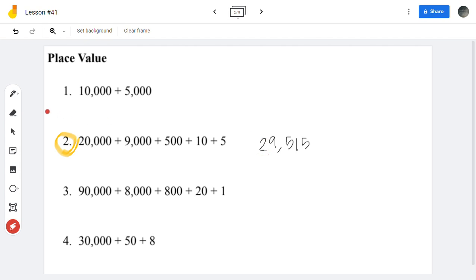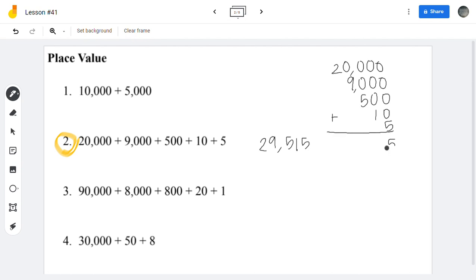Another way you can do this, which is the longer way, is adding these numbers. So you could do 20,000 plus 9,000 plus 500 plus 10 plus 5. Doing this, you should still get the same answer as what I have written down there. So this is just the shortcut way of doing this. You can just look at the place values and automatically write it if you know your stuff well. If not, you can just add it like this and still get the same answer.